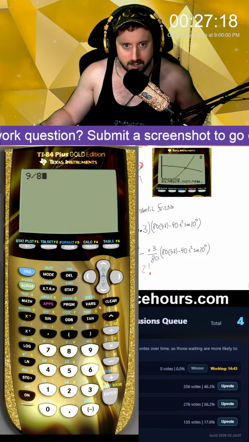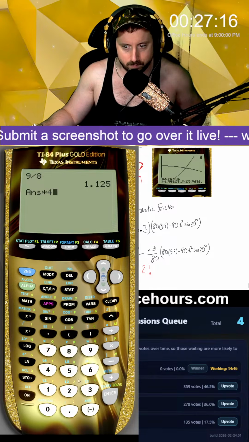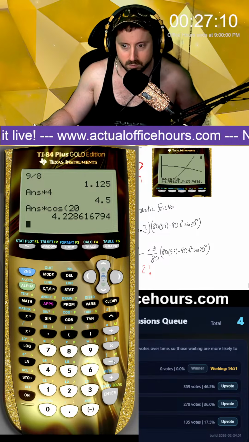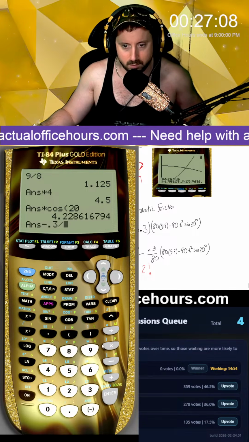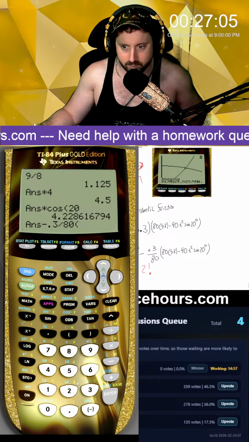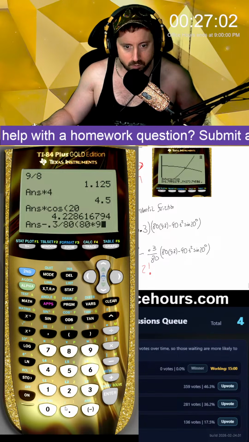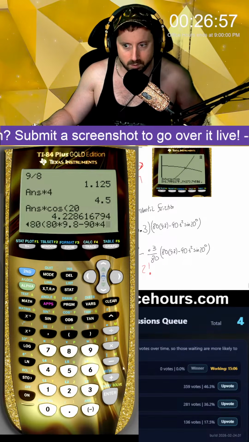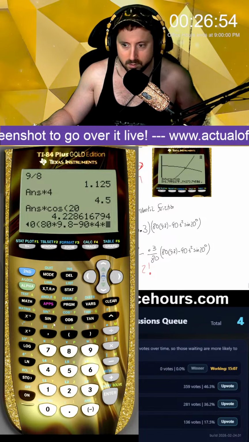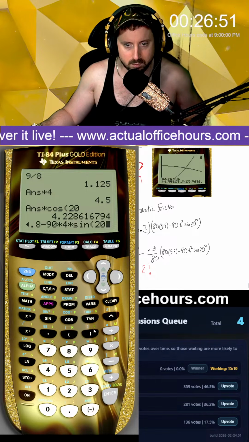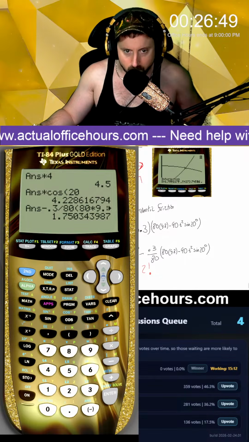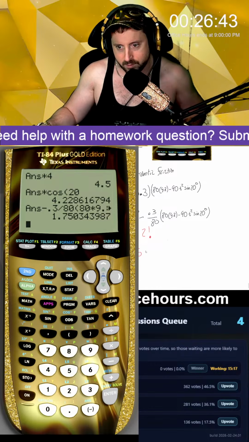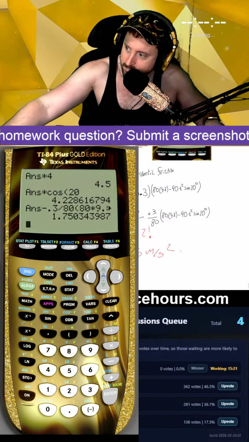So what is that? 9 over 8 times 4 times the cosine of 20 minus 0.3 over 80 times 80 times 9.8 minus 90 times 4 times the sine of 20. Cool. 1.75. Alright, so A is equal to 1.75 meters per second squared. Nice.